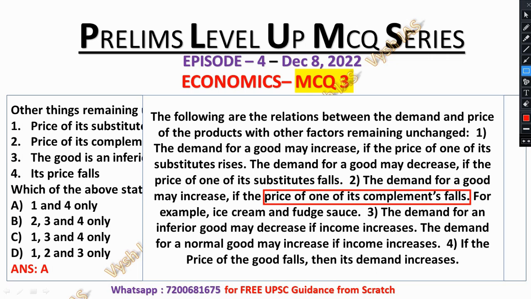Now look at statement number 3. The demand for an inferior good may decrease if the income increases. So it is basic, because if a person's salary increases, then why would he look for inferior goods? That's why the demand for an inferior good will decrease if the income increases. And statement number 4: if the price of a good falls, then its demand increases. That is automatic. If a commodity's price is reduced, its demand will automatically increase. So statement number 1 and statement number 4 are true. That's why option A will be the right option.